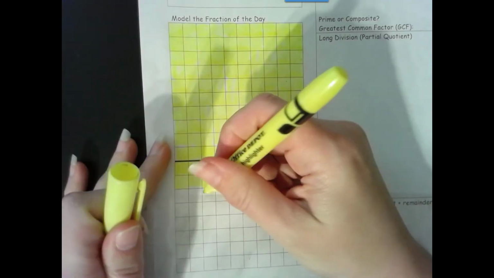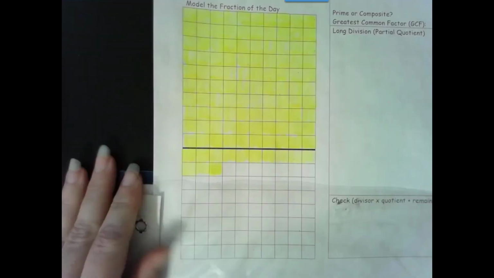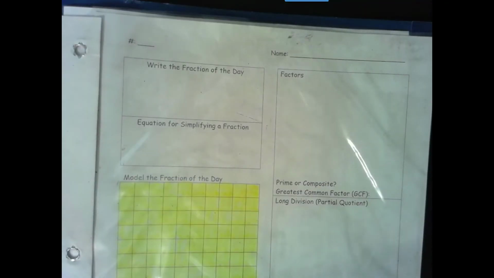Welcome to day 113 of our school year. 67 school days left. Okay, let's go ahead and get down our beginning fraction.